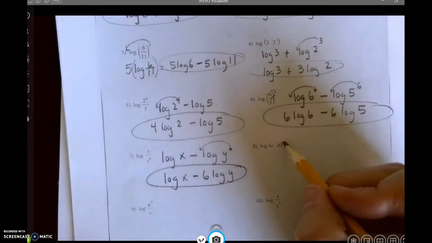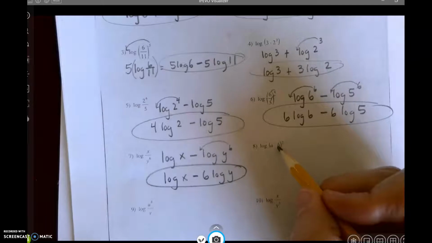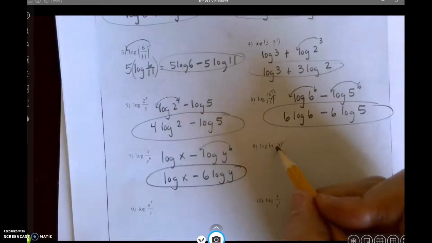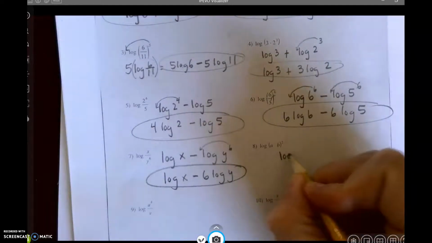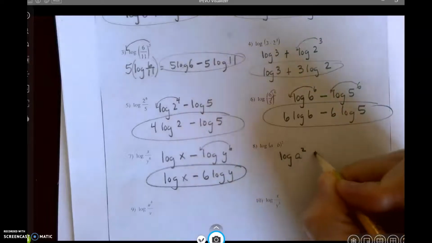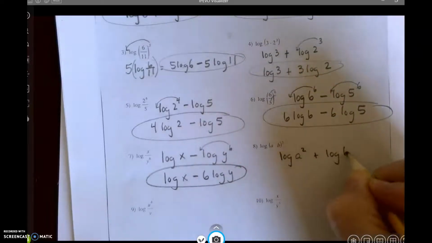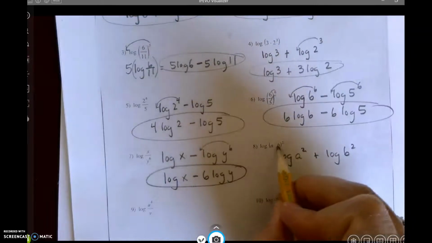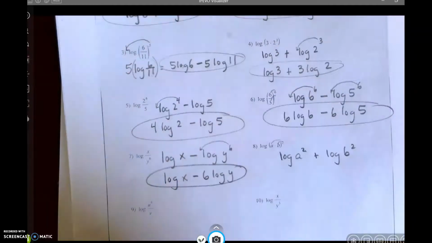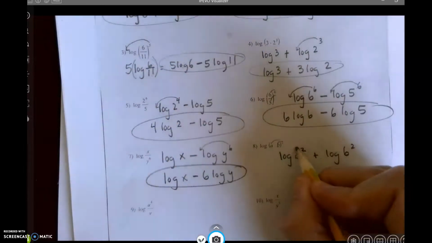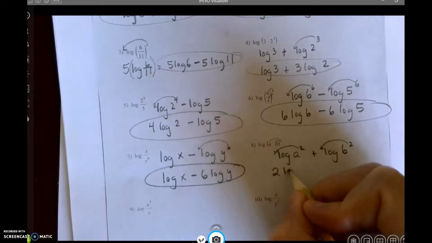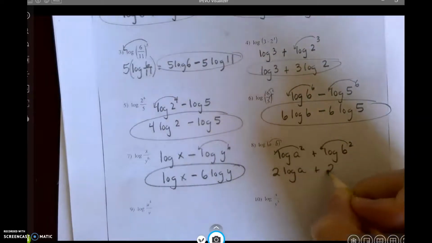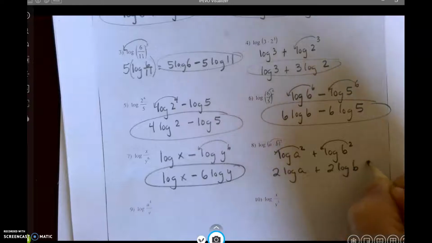Now this exponent goes with both the a and the b. So if I pull it out in front, I then have to remember when I separate these that the 2 goes with both. Or I could write log of a to the 2nd plus log of b to the 2nd. I could separate this first, but remembering that the 2 does stay with each. Now I'm going to pull the 2 out to the front. 2 log of a plus 2 log of b.